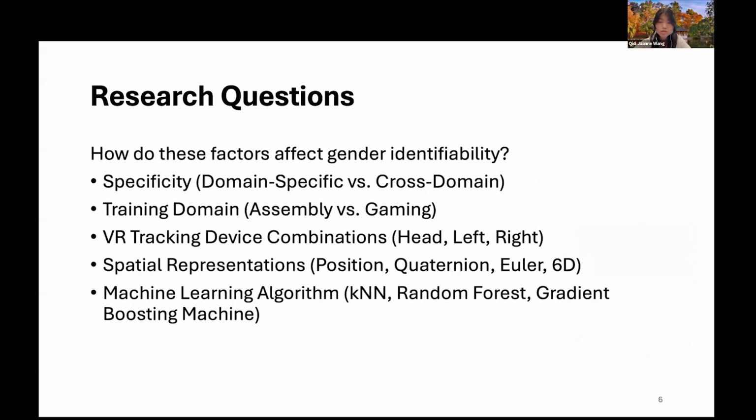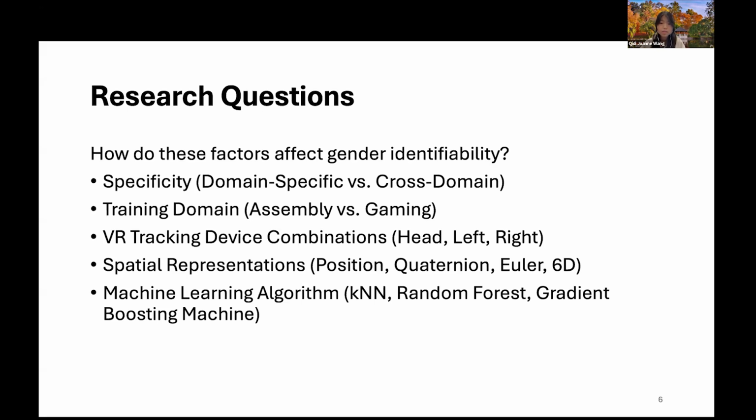So our research questions are the following. We wish to understand how these factors affect gender identifiability. First of all, how do cross-domain experiments compare to domain-specific experiments, and is one more predictive than the other? Secondly, we wish to understand the effect of the training domain, and this suddenly becomes a pertinent question because now our training and testing domains are different and our subsets are split by domain for the sake of ecological validity. We wish to understand the effect of VR tracking device combinations, spatial representations, and machine learning algorithms used upon the accuracies, as well as find out which features are the most indicative for our models.